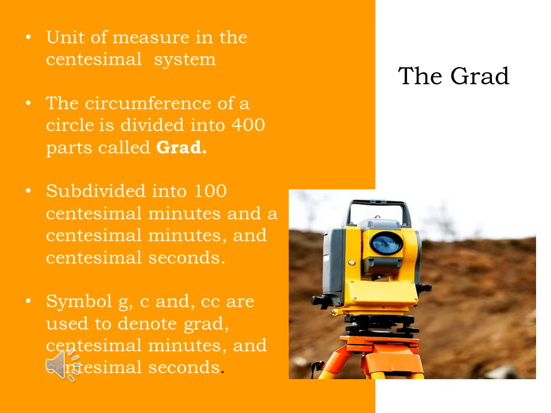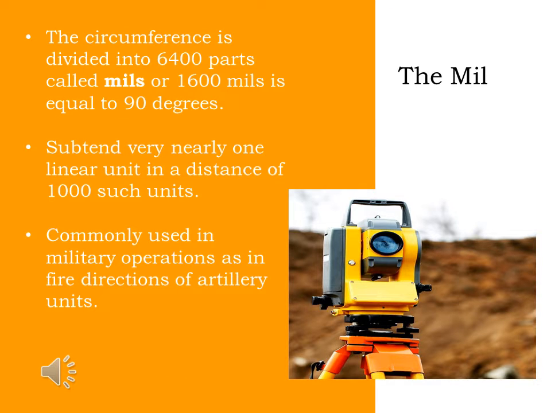The grad is the unit of measure in the centesimal system, where the circumference of a circle is divided into 400 parts. The mil circumference is divided into 6,400 parts called mils, or 1,600 mils is equal to 90 degrees. It is commonly used in military operations, as in fire directions or artillery units.